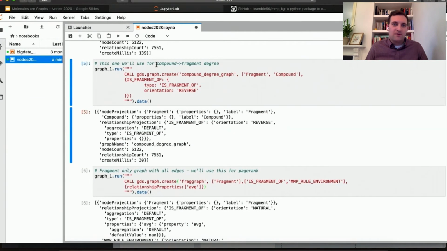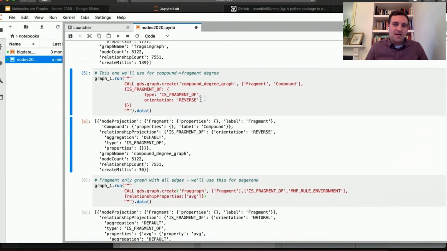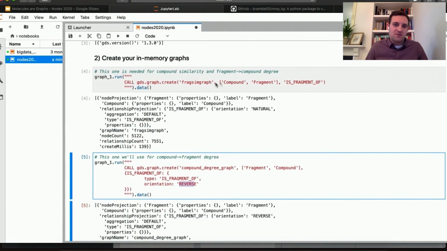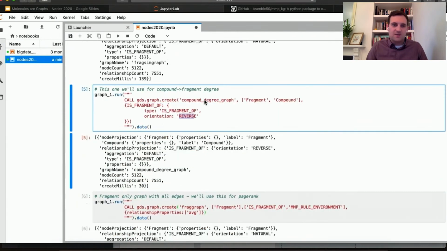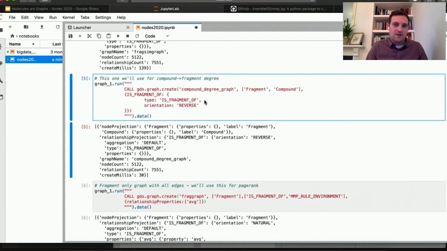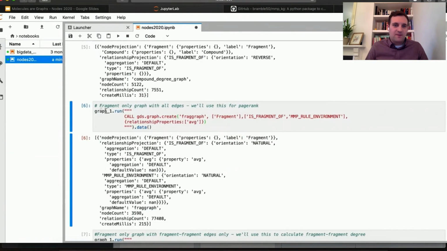So this one, we're looking for a compound fragment degree to measure the degree of how many fragments are attached to each compound. I'll explain a bit more about why we want that later. And here we only want the reverse because we can calculate the degree in the other direction from the graph we've already calculated. Then here we want a fragment graph with all edges, and this one we're going to use for our PageRank algorithm. So that second algorithm we talked about.